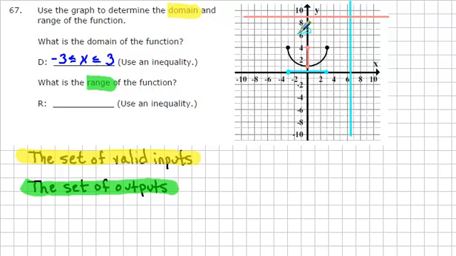So what we need to do is to write an inequality that represents these numbers that are between 1 and 4 inclusive. Well, 1 is the smallest value, 4 is the largest value, and the values of y are between 1 and 4. The y values have to be greater than or equal to 1, and they must also be less than or equal to 4. So y is between 1 and 4 inclusive is the range of the function.